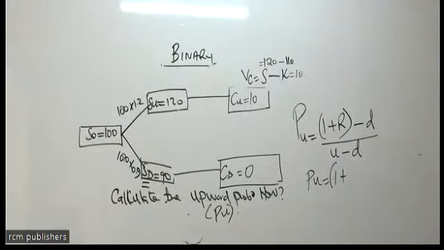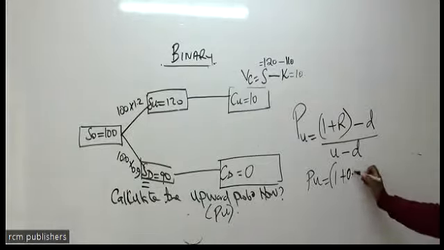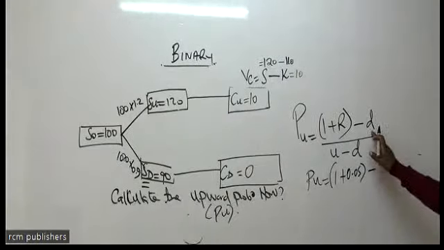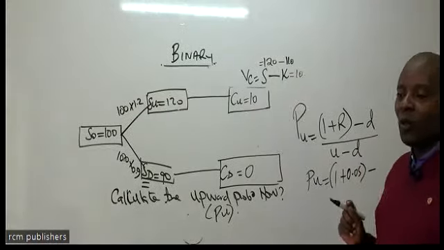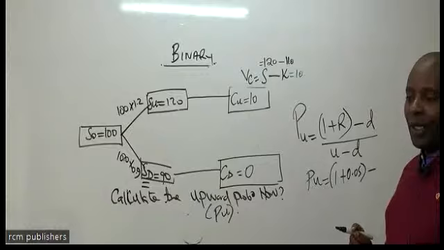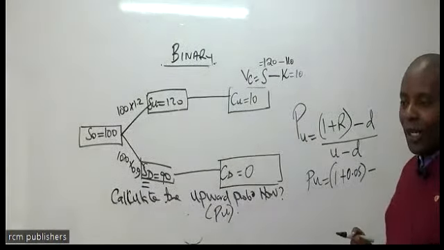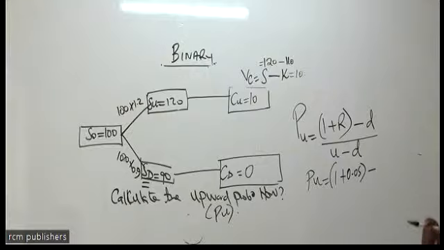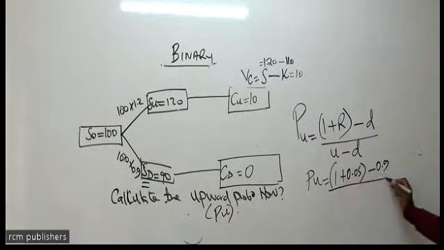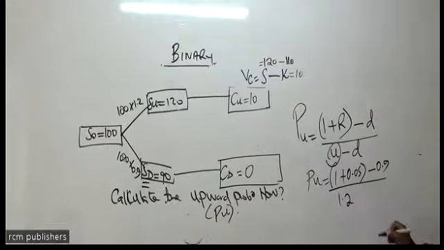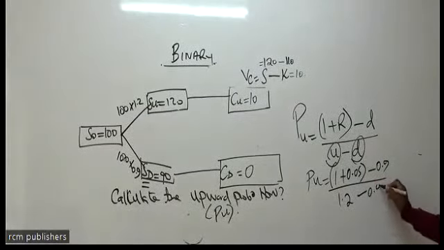5%. So 5% is the same as 0.05, minus the down index. Is there somebody who can remember the down index? Down index 1.2. Are you sure? Down cannot be more than 100%, Naomi. Right? So in this case here, down is 0.9, all over the up which is 1.2 minus the down which is 0.9.